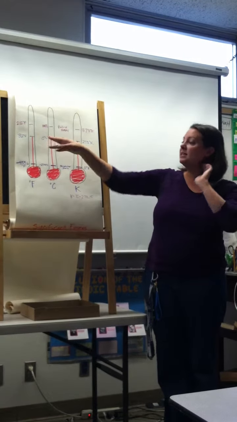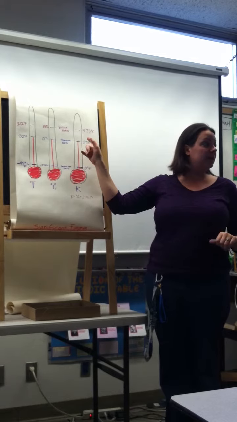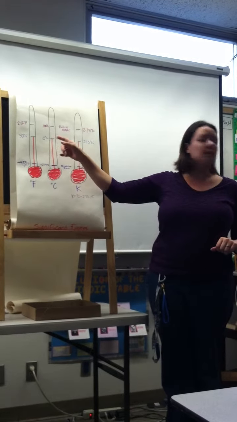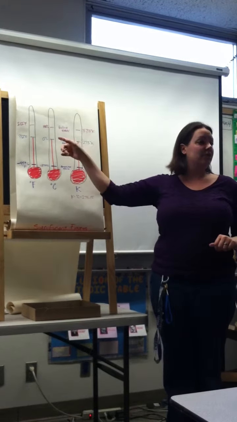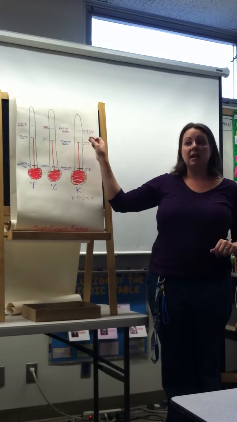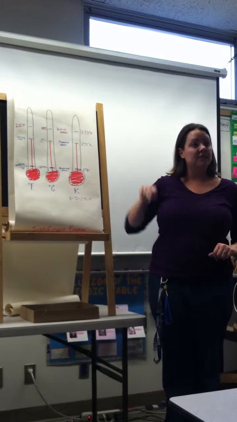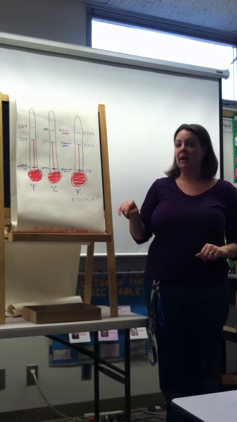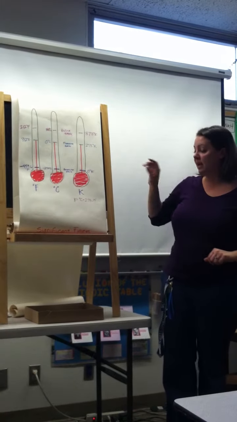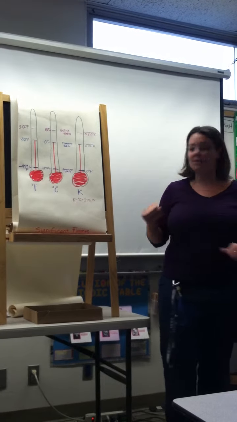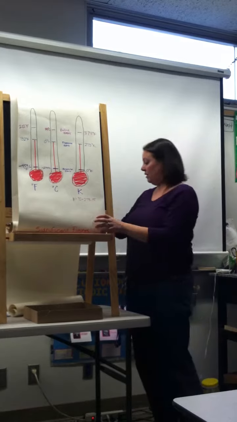So water freezes at 273 degrees Kelvin and 0 degrees Celsius. So that's where we get the relationship that degrees Kelvin is Celsius plus 273. Okay, and so these are the 3 scales, and we're going to be using these a ton in January, so be ready for that.